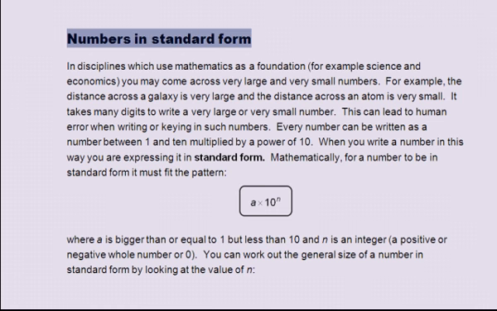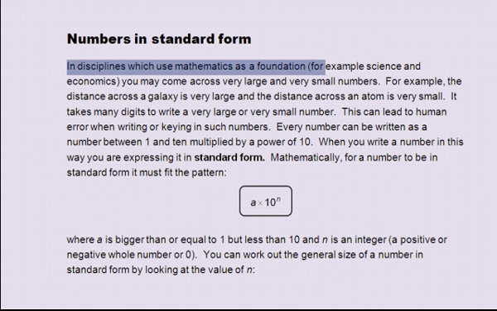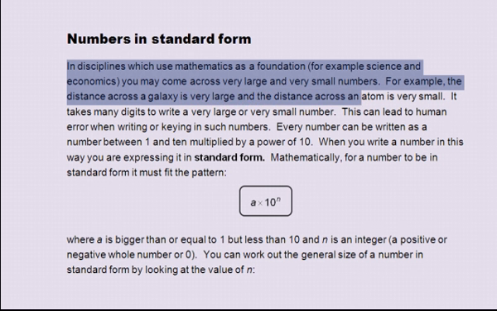Numbers in standard form. In disciplines which use mathematics as a foundation, for example science and economics, you may come across very large and very small numbers. For example, the distance across a galaxy is very large and the distance across an atom is very small. It takes many digits to write a very large or a very small number. This can lead to human error when writing or keying in such numbers.